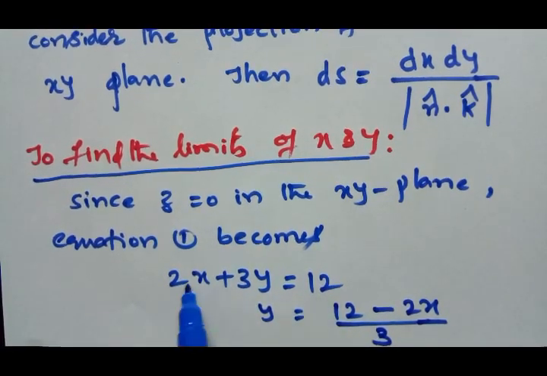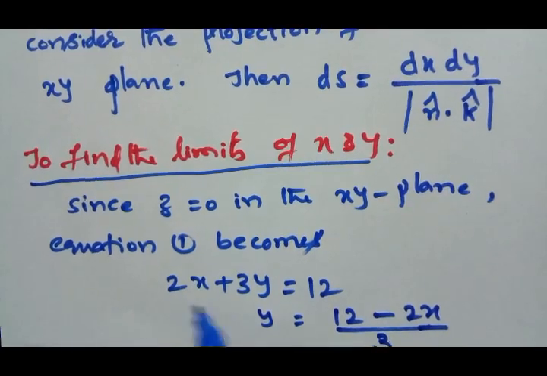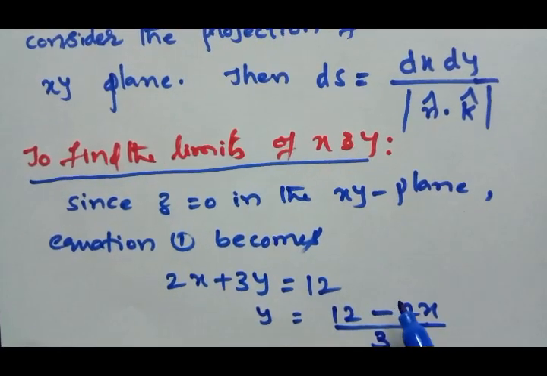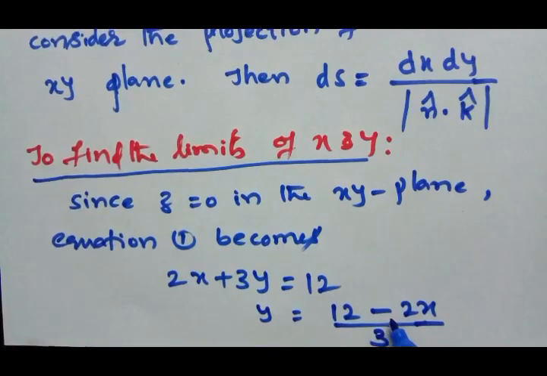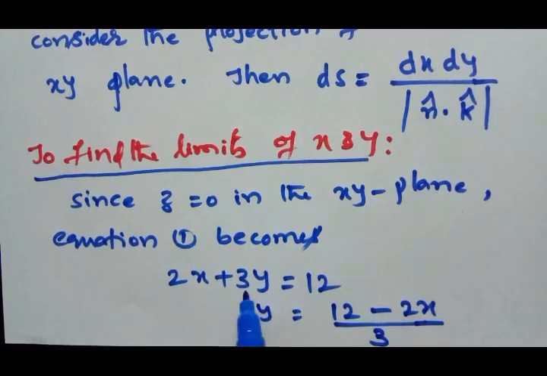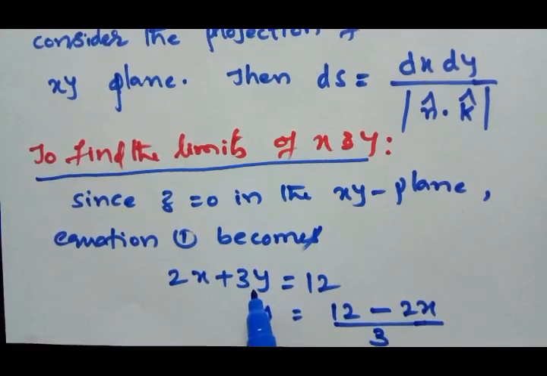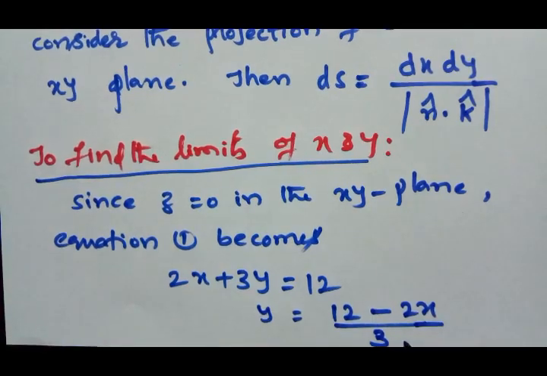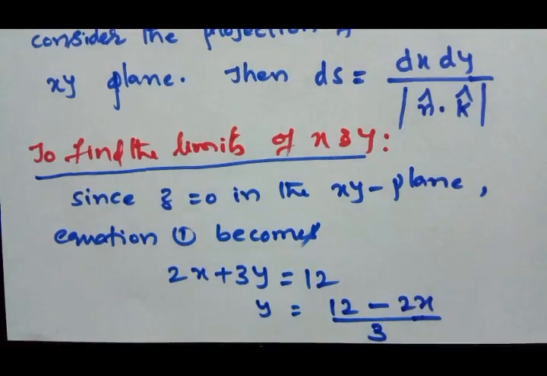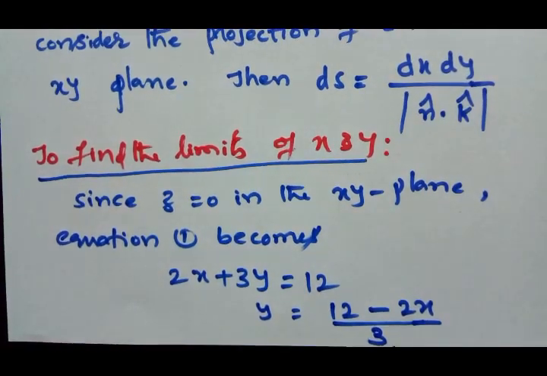So here 2x is adding. If you write it on the right hand side, it becomes minus 2x, subtraction. Here 3 is a multiplication factor. If you write it on the right hand side, it becomes a divisor. Therefore 12 minus 2x by 3.